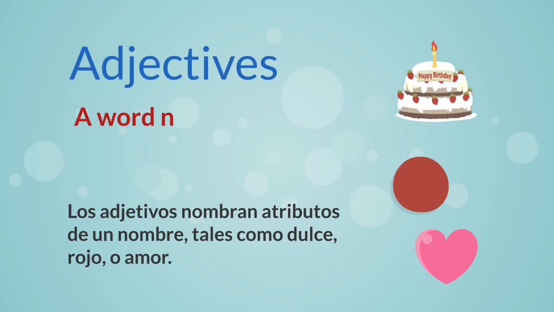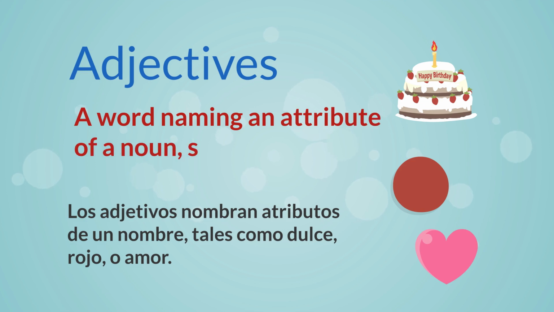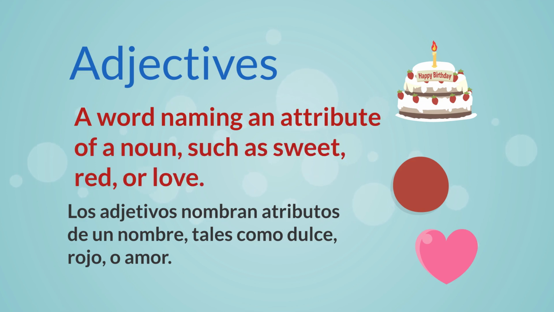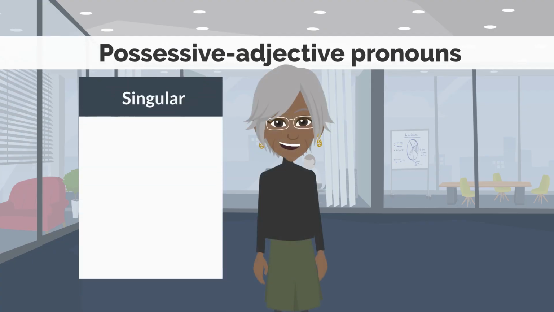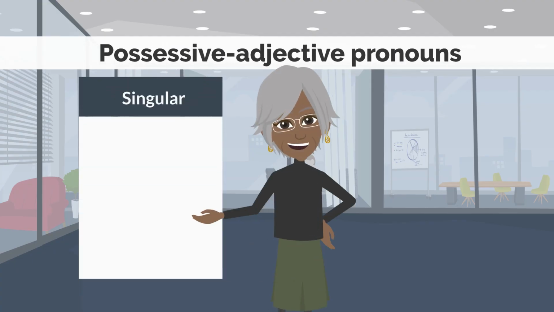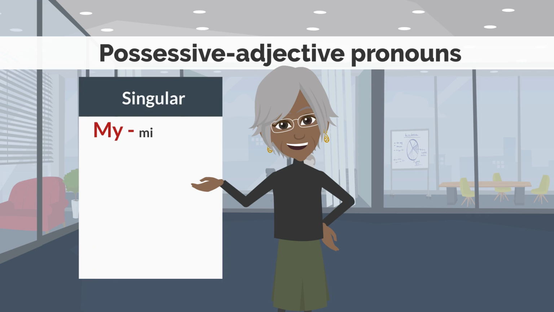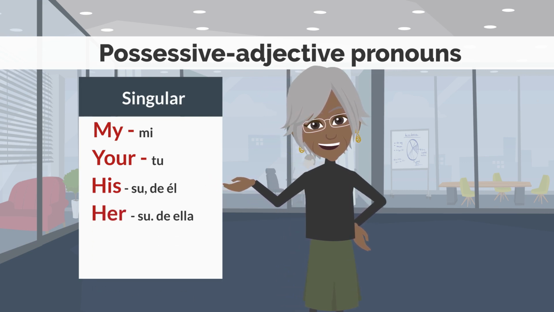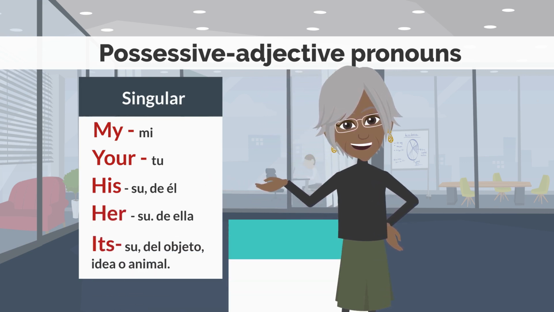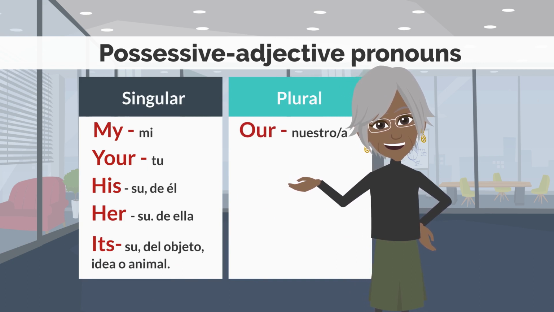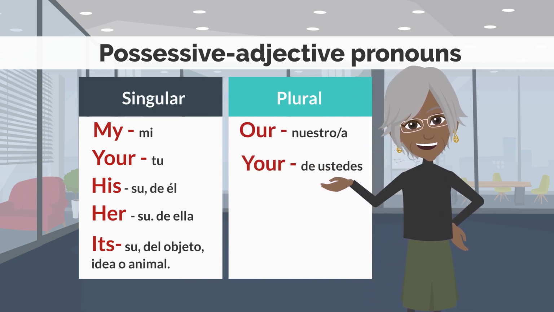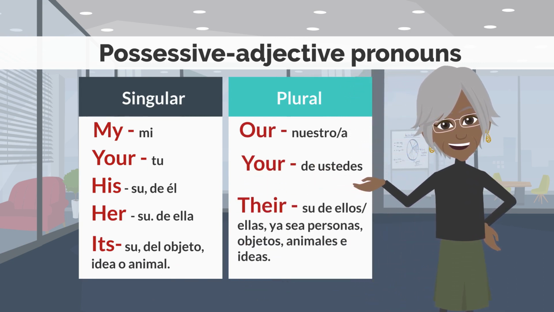An adjective is a word naming an attribute of a noun, such as sweet, red, or love. Possessive adjectives. Pronouns. My. Your. His. Her. Its. Our. Your. Their.